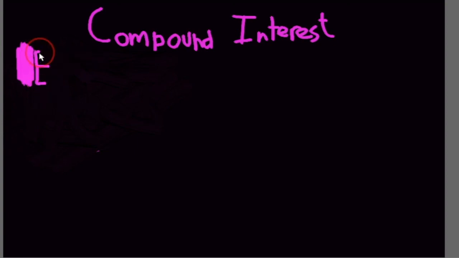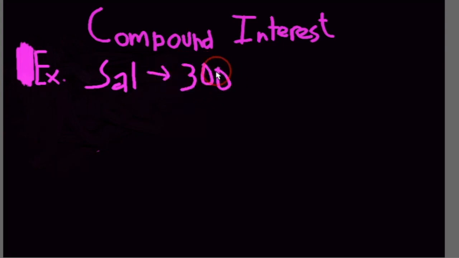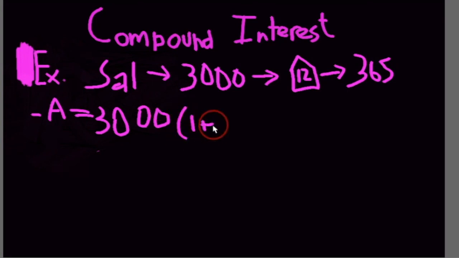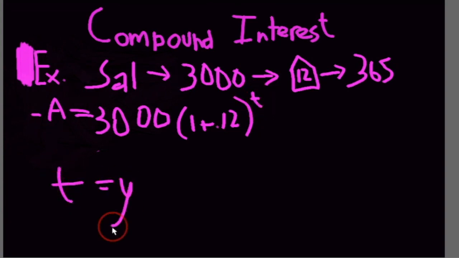Here's an example. Saul puts $3,000 into a bank account that compounds 12% interest every year. Now, since we know it's yearly, we know the equation would be A, which is the amount, equals 3,000, or P, times (1 plus 0.12, which is 12%), raised to the t, where t is the number of years.